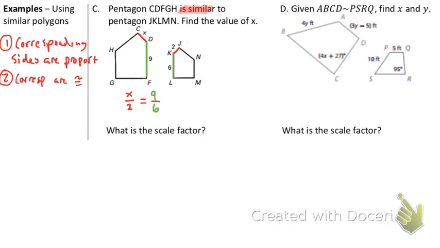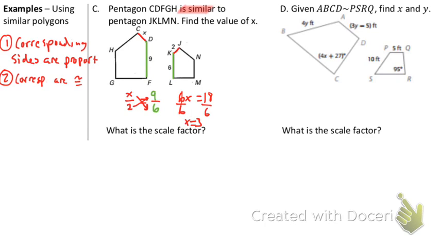And now I have my proportion I can solve by cross multiplying. So it's very simple. I have 6x equal to 18. Divide both sides by 6. X is going to equal 3.